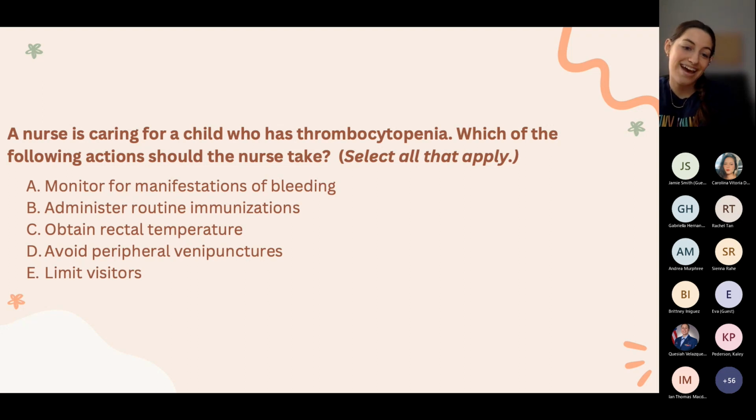Great job, you guys. The correct answer for this one is A and D. So they have low platelets, so they are at an increased risk for bleeding, which is why we're not going to give them their routine immunizations, and we're not going to obtain a rectal temperature. It can lead to tissue injury and bleeding. And then limiting visitors, they don't need to have visitors limited. That would be for like a neutropenic patient.